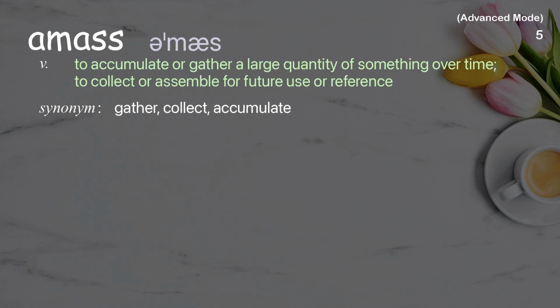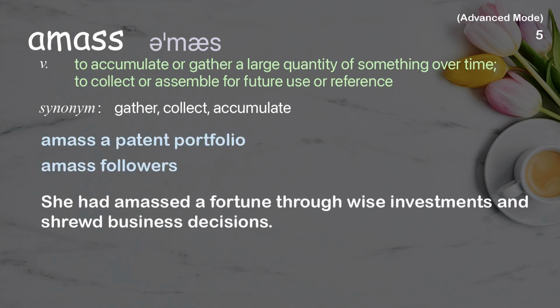Amass. To accumulate or gather a large quantity of something over time, to collect or assemble for future use or reference. Examples: Amass a patent portfolio. Amass followers. She had amassed a fortune through wise investments and shrewd business decisions.